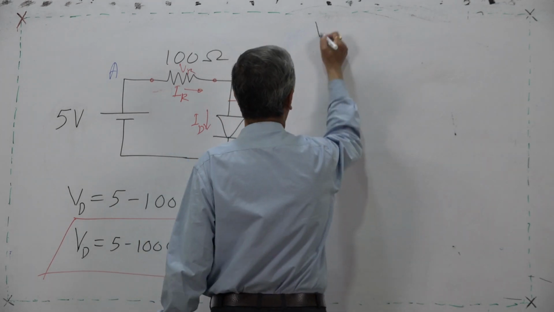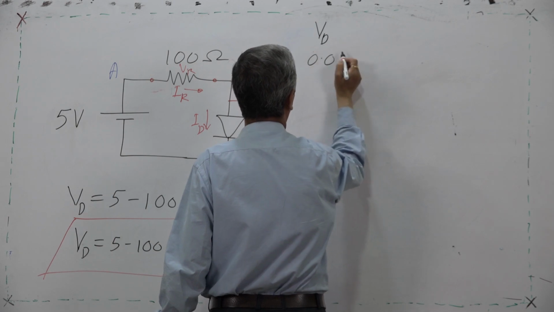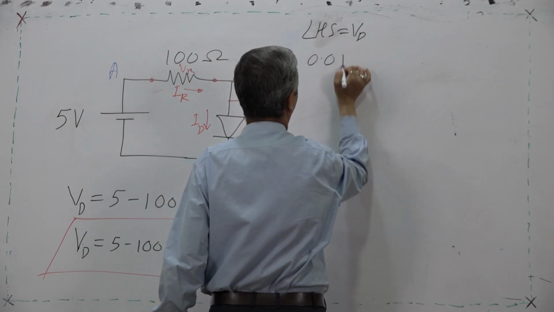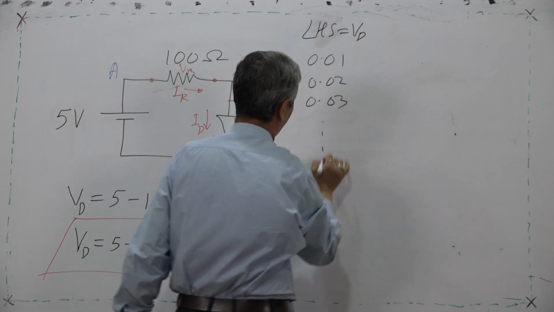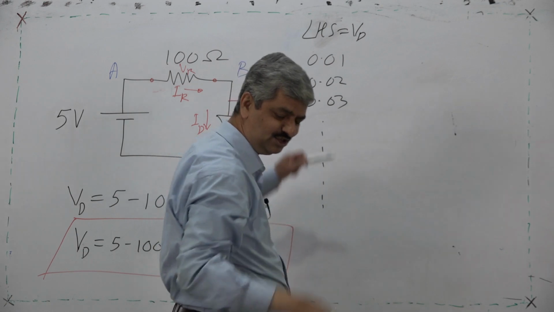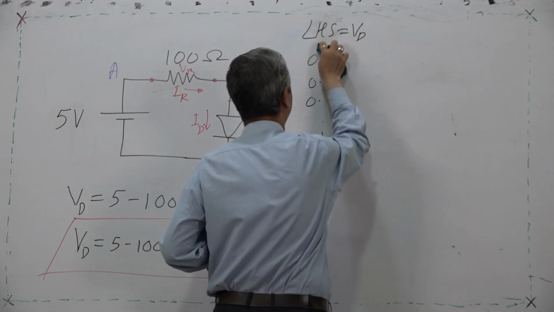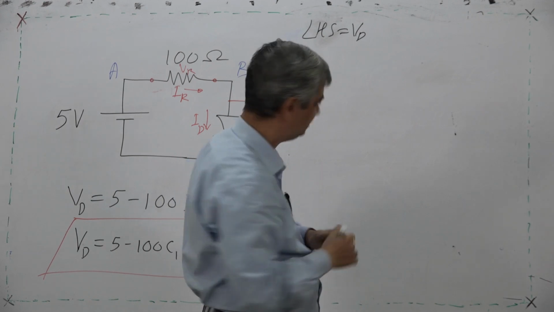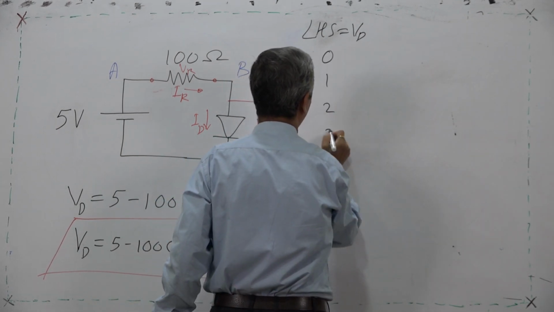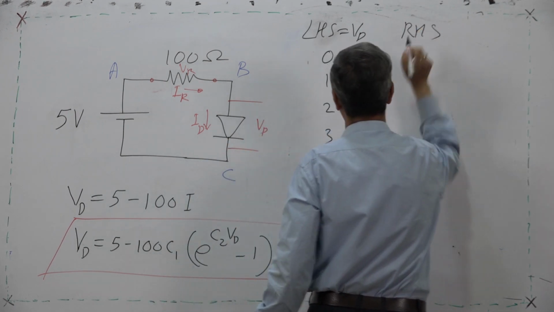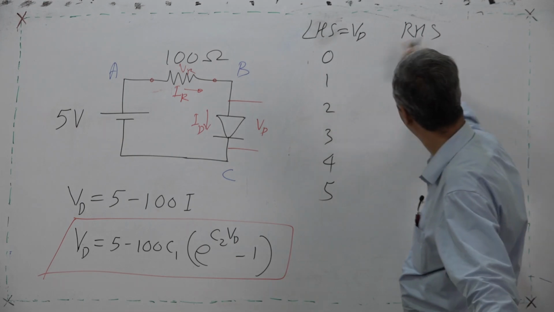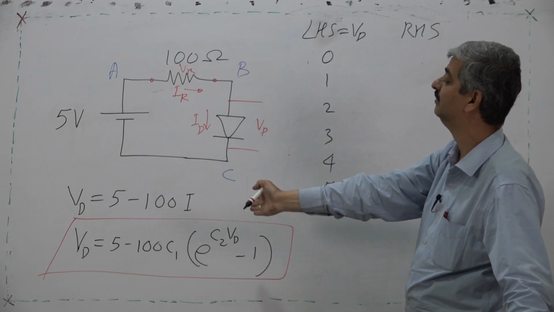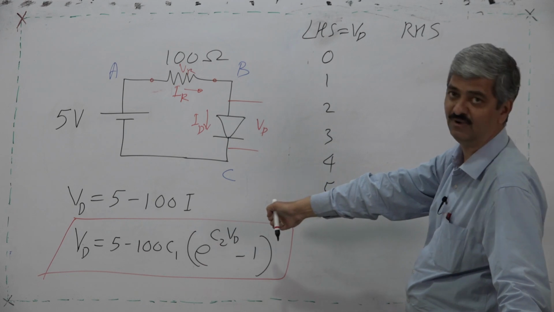You can write a program, you can start with VD equal to, LHS equal to VD 0.01, 0.02, 0.03, you can have it, or instead of this you can go by simple steps. What I was telling, that fast logic is not necessary. Simply LHS VD 0, 1, 2, 3, 4, 5 and RHS you find. So, suppose if we start with VD equal to 0, what is RHS? If VD is 0, what happens? If VD is 0, that goes on the other side and you get some value of RHS.